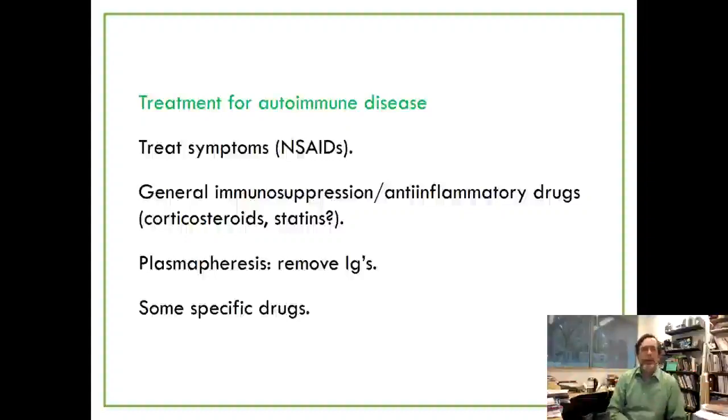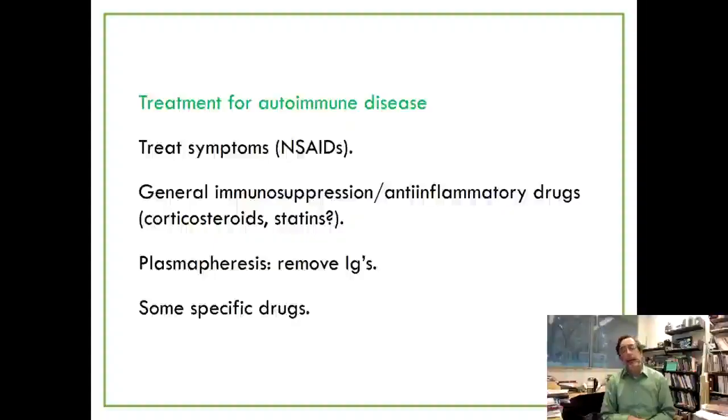you can read it, NSAIDs, right? You can give basically aspirin and things like that to try to calm down the immune system. And you can have general anti-inflammatories or immunosuppressive drugs. There are certain steroids that are immunosuppressive. You give them for asthma. You can also give them for autoimmune disease.